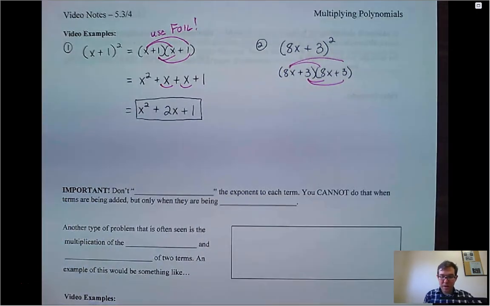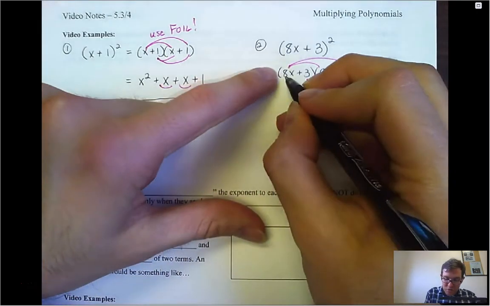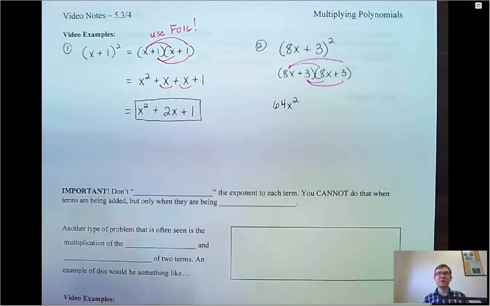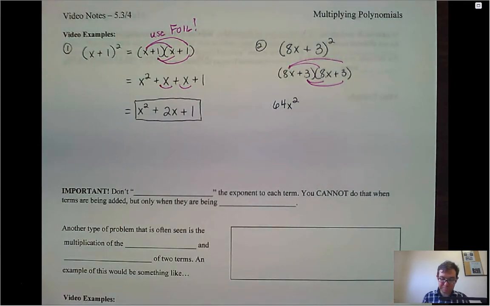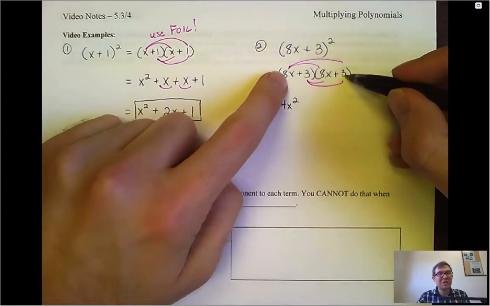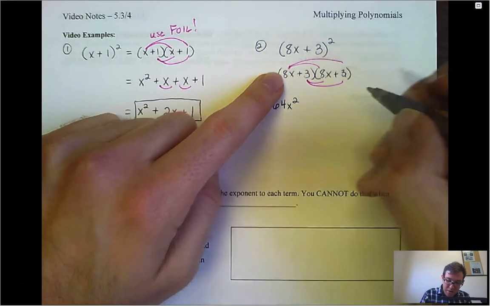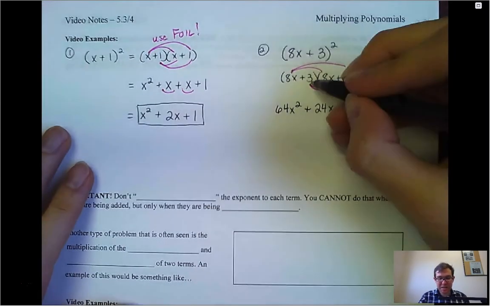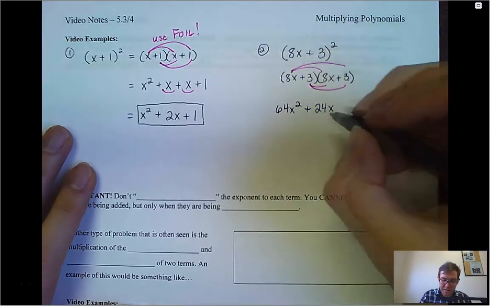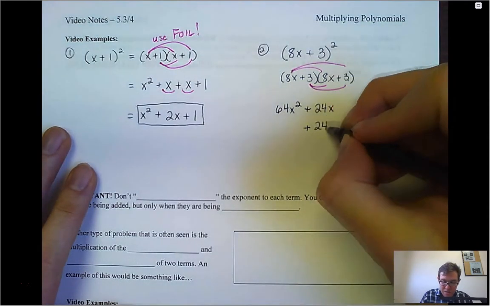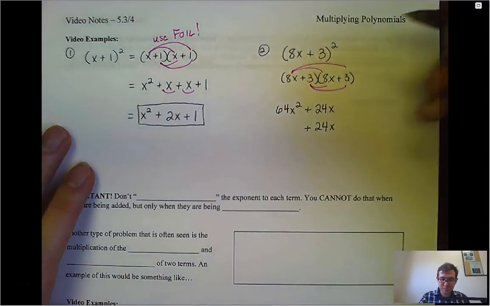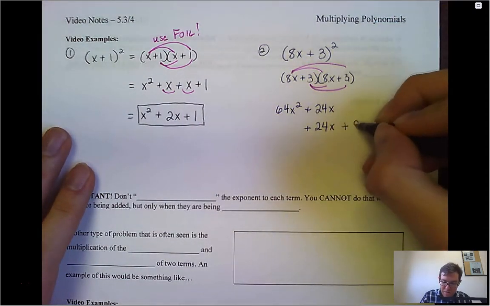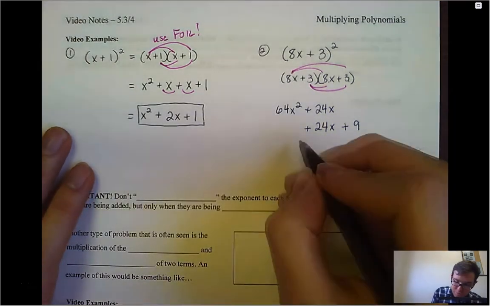So we have 8x times 8x. That gives me 64, and then x times x gives me x squared. So I have 64x squared. If I multiply the outer terms, I have 8x times 3. That equals 24x. If I multiply the inner terms, I get 3 times 8x. That also gives me 24x. And then out here, I have 3 times 3. That will give me 9 from those last terms.